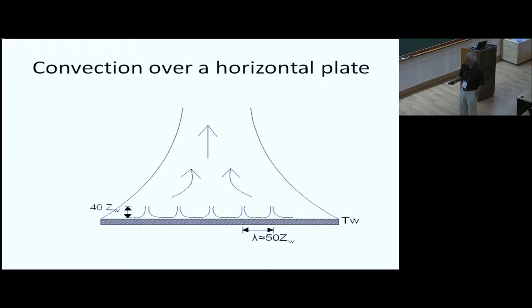As I showed earlier, you have convection on a horizontal surface here. I will try to show you that there is hardly any difference between convection of the Rayleigh-Bénard type and convection over a horizontal plate like this. In particular, the near-wall structure is identical.